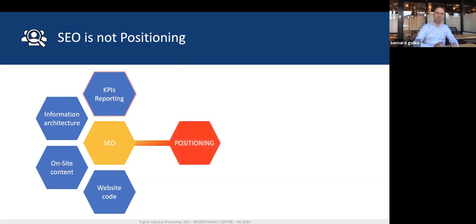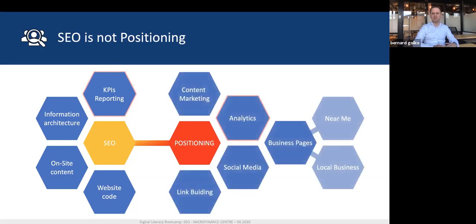Positioning is SEO plus. So what does this plus mean? It's basically all your content marketing, your link building, analytics, social media, and the business pages. So basically updating also the files on the Google site to present your business. So when someone is asking Siri, hey Siri, show me the closest office of Microfinance, you will be visible, you will be presented.